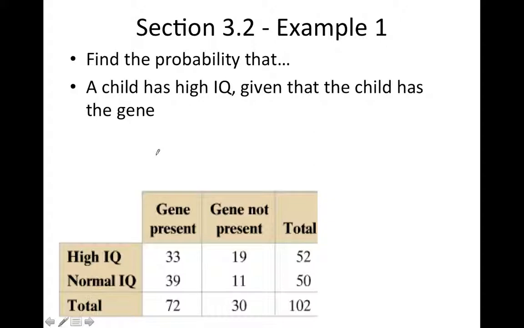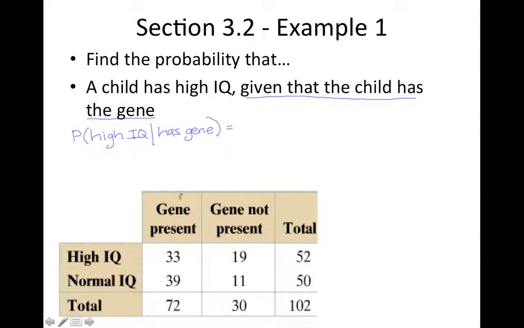The first example says find the probability that a child has high IQ given that the child has the gene. And what you're given is this table down here. In the notation for probability, what we're looking for is the probability that the child has a high IQ given that the child has the gene. So what you want to do to answer this question is to start with the given statement, given that the child has the gene, and use that to narrow down your table.